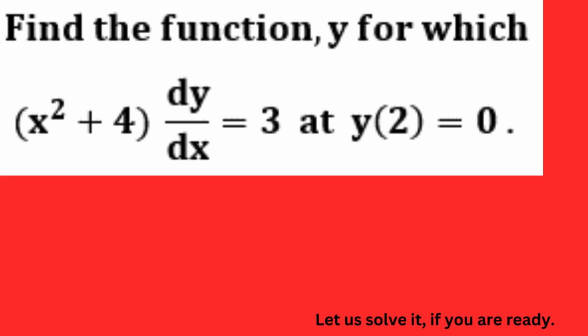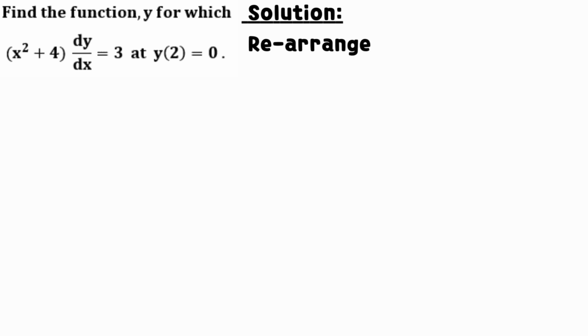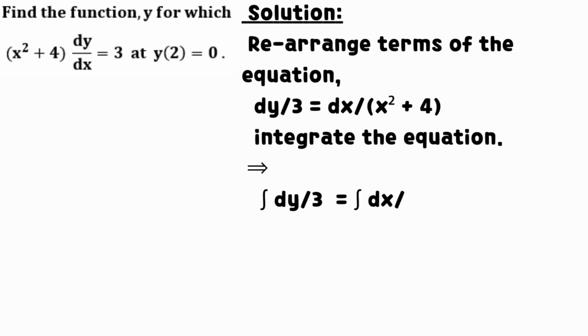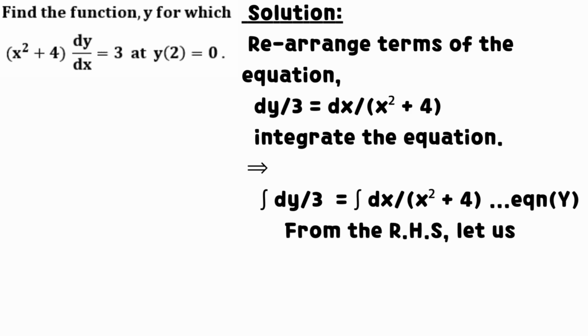Required to find the function y whose differential equation is given. Rearrange terms of the equation and we have that dy over 3 equals dx over the sum of the square of x and 4. Integrate the equation. It implies that the integral of dy over 3 equals the integral of dx over the sum of the square of x and 4. We call it equation y.